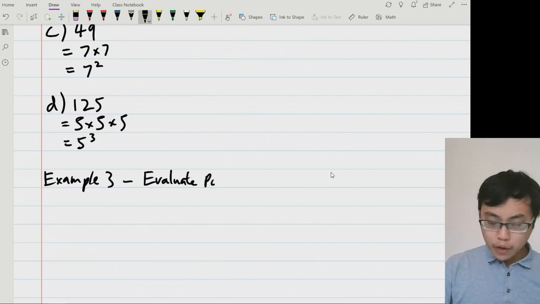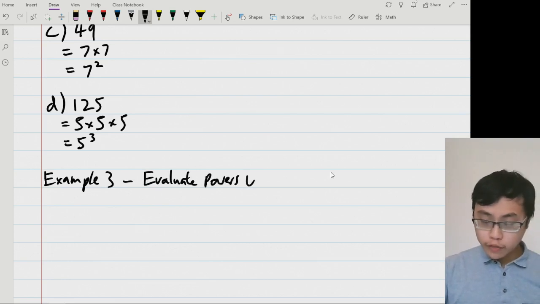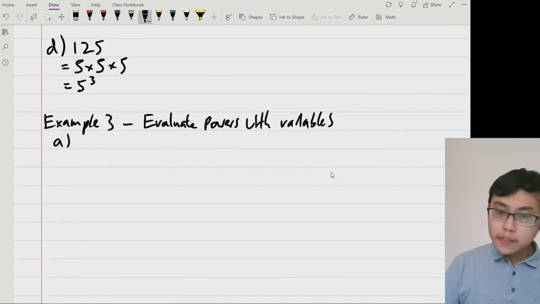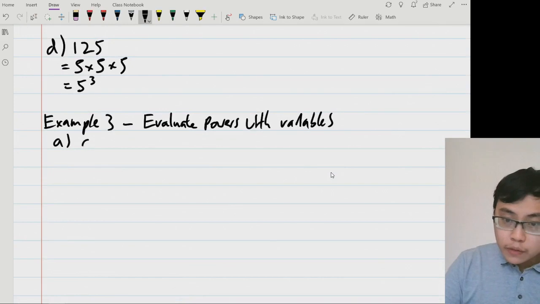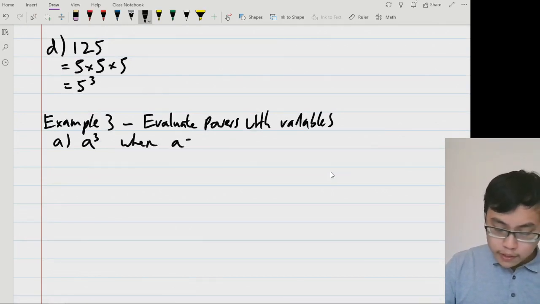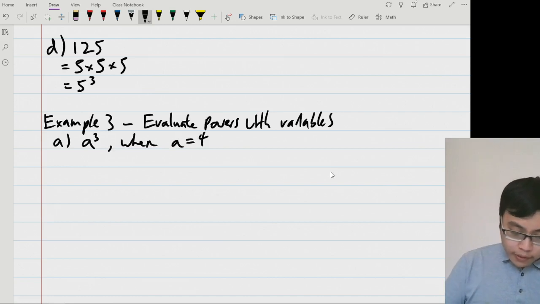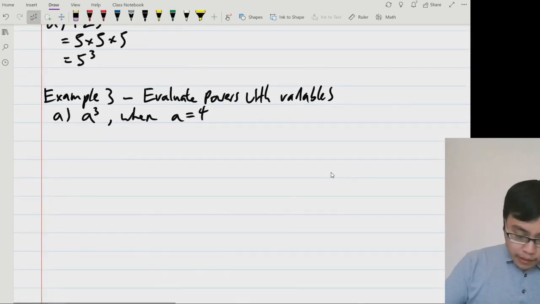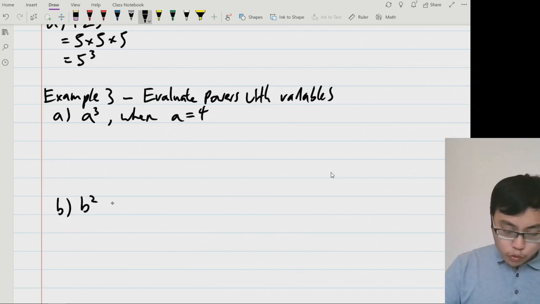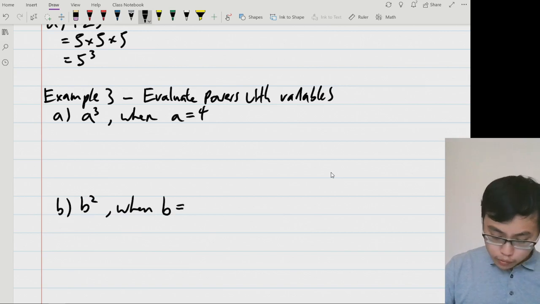Evaluate powers with variables. I'm going to do 2 questions. This time, what I'm going to do is a to the power 3 when a is equal to 4. And then I'm going to give myself some space. And let me do b over here. That's going to be b squared when b is equal to 13.